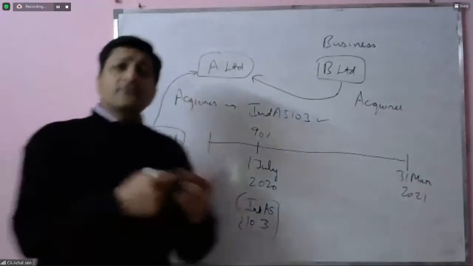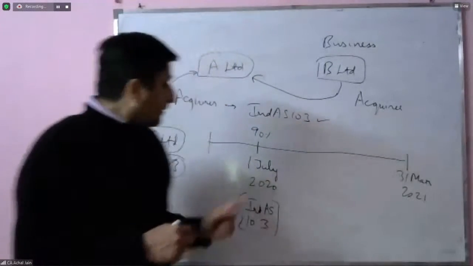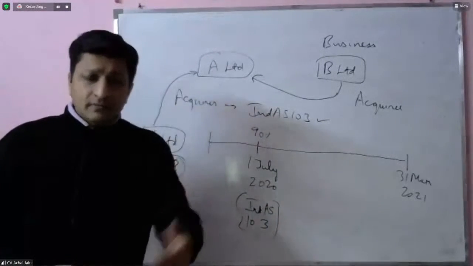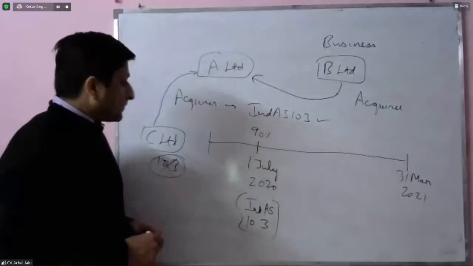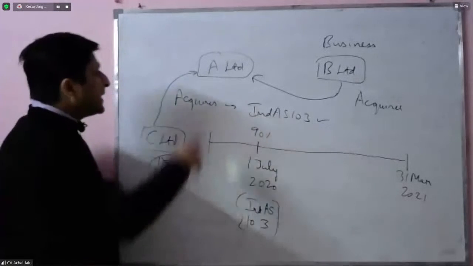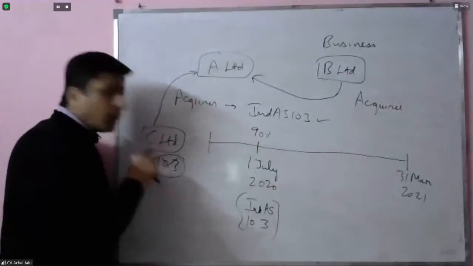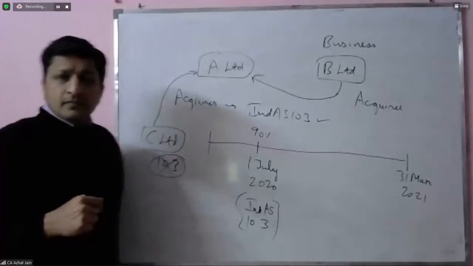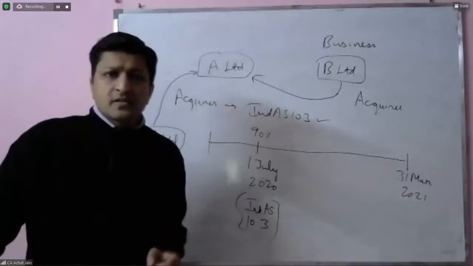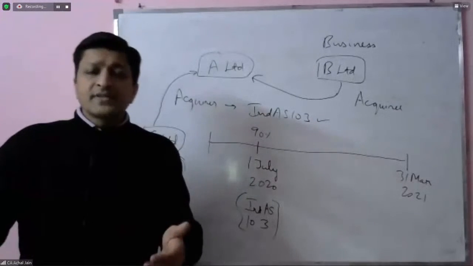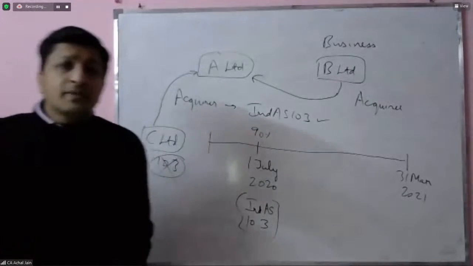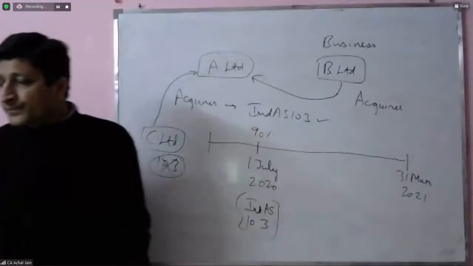Now, going further, when this acquisition accounting is done, what is required going further? After 1st of July 2020, because A Limited has obtained control over C Limited, can you tell me what will be the relationship between these two companies? Quickly, because there is something which I am just trying to link over here.